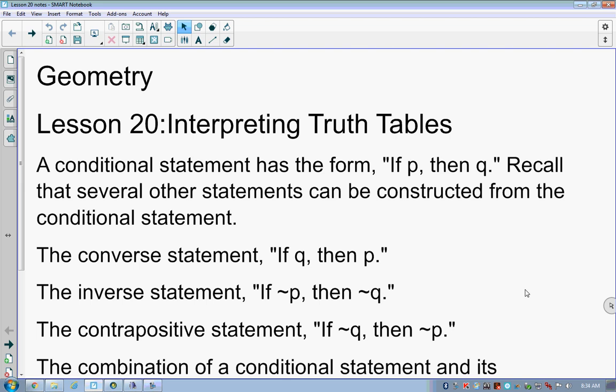Just as a reminder of how this week is going to go, we're going to do lesson 20 today. We're going to do SMART goals tomorrow, so you've got an extra day before this assignment is due. This assignment will be due on Wednesday. Wednesday is also the day that we will review for your test.